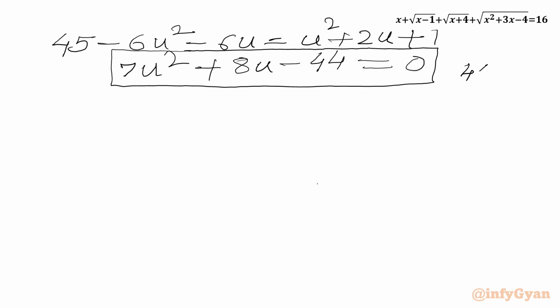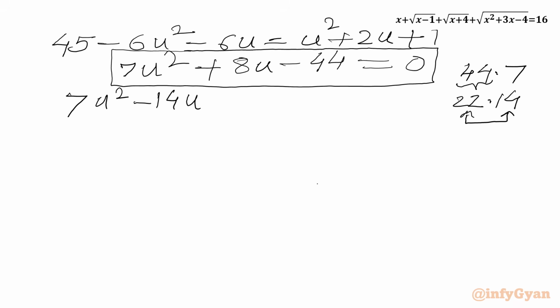So if we check here, 44 times 7, we will take 2 from here, so it will be 22, and that 2 we will multiply with 7, so 14. If we check the difference between these two numbers, it is matching with the coefficient of the middle term. So we can split 8u. We'll write minus 14u plus 22u, since 22 minus 14 is 8, minus 44 equal to 0.